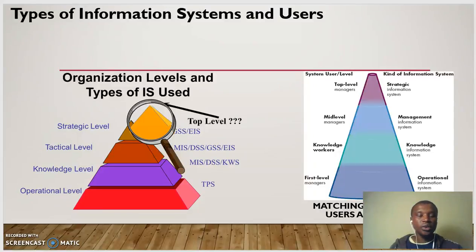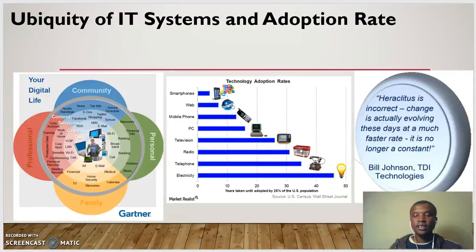Now, as we conclude, you'll notice that information systems permeate every sphere of our lives, right from professional, in businesses, community, personal, as well as family, where the use of all these technologies come into play. You'll also note from the diagram in the middle on adoption rates that the rate of change has accelerated rapidly, that it took more than 40 years, for example, in the US, for electricity to be adopted or to gain mainstream adoption, or at least more than 25%. Versus smartphones, which have taken less than 10 years.